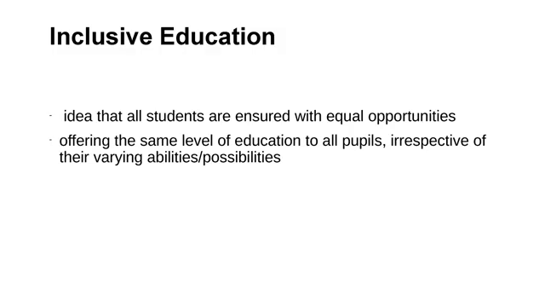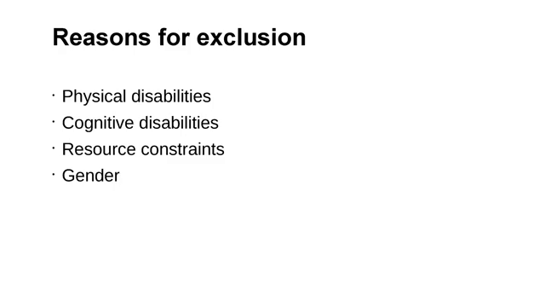Inclusive education is the idea that all students are ensured equal opportunities. It means offering the same level of education to all pupils irrespective of their varying abilities and possibilities. Now, there are several reasons for exclusion. First, physical disabilities. Second, cognitive disabilities. Third, resource constraints. And last, gender.